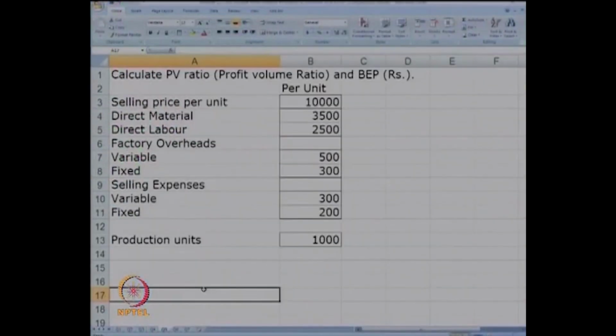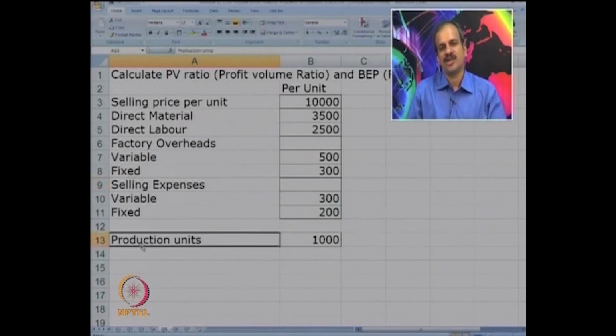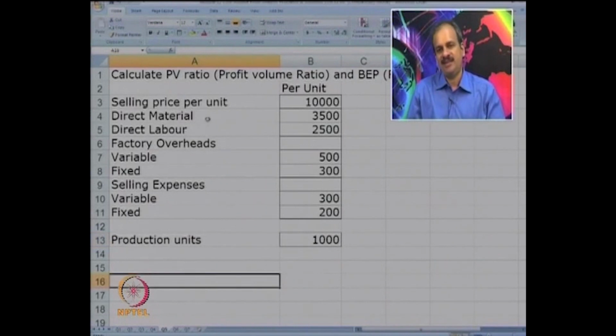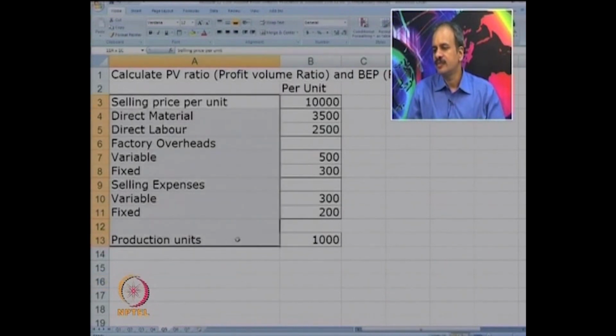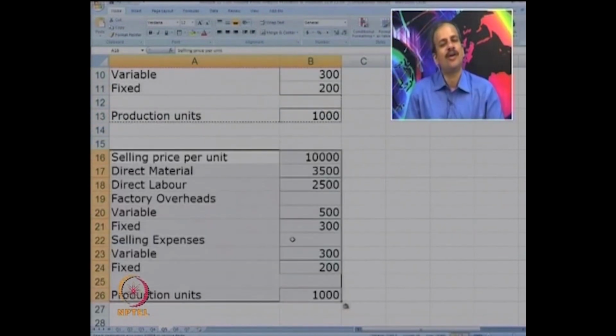Before that concept, let us try to understand the case. Now, some information is given: sale price, direct material, labor, then factory overheads and its division into variable and fixed. Also the selling expenses, production units. We have to calculate the PV ratio and also the break even point. We will also try to know the profitability. Now, can you think of how to go ahead?